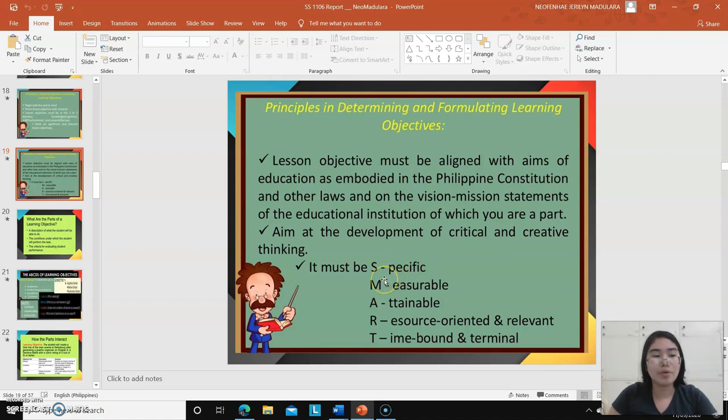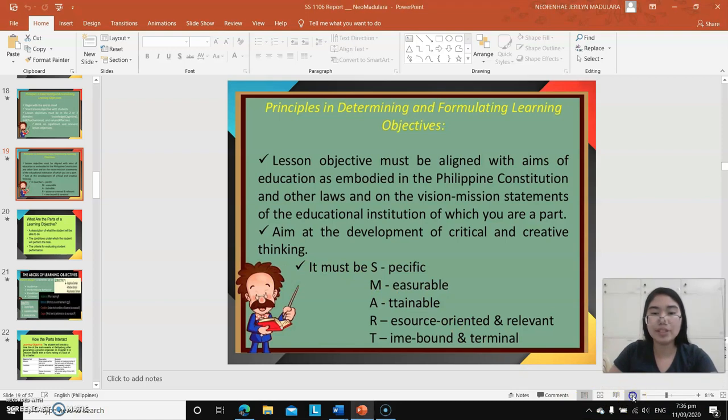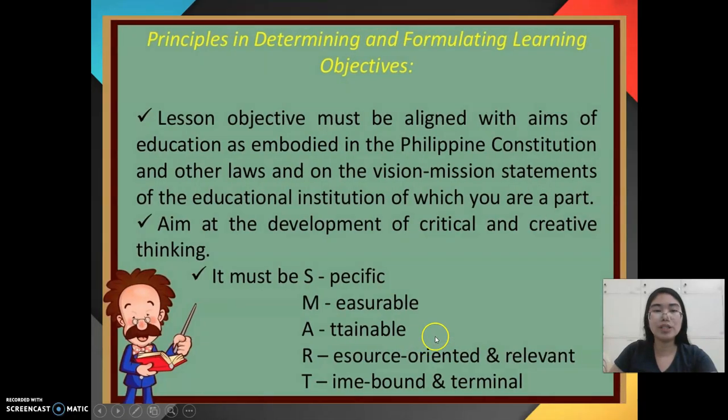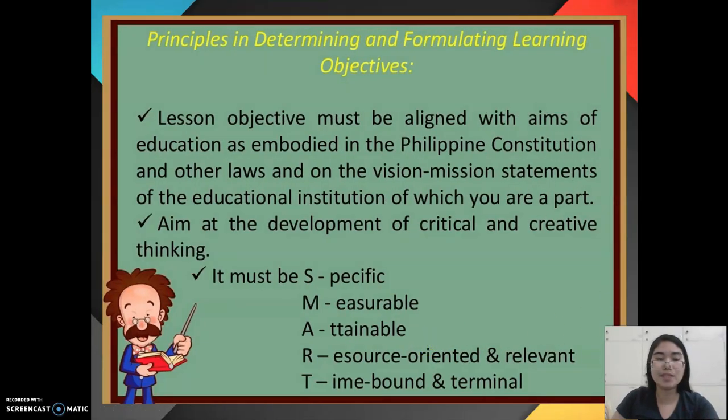And of course, when crafting lesson objectives, learning objectives, it should be SMART. What does it mean? Specific, measurable, attainable, result-oriented and relevant, as well as time-bound and terminal. Okay? So what do you mean by specific? When we say specific, you should use only one action verb, like for instance, to be able to identify the different elements of a map.